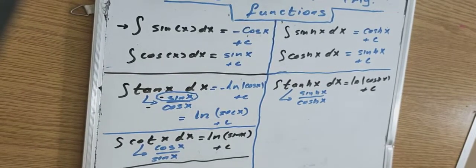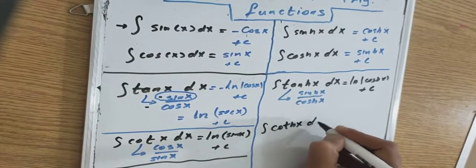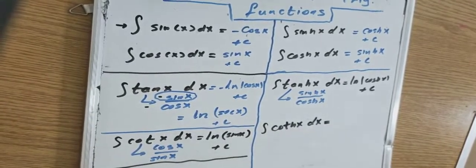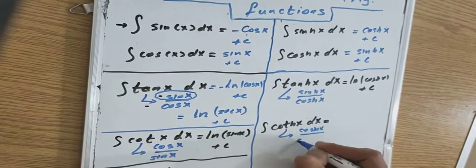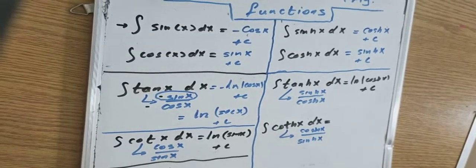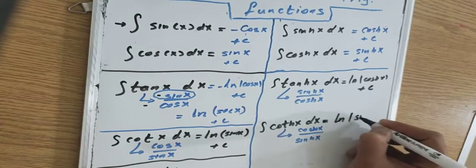And the integration of cotangent: in the same way, cotangent is cosine over sine, so the integration of cotangent is ln sine.